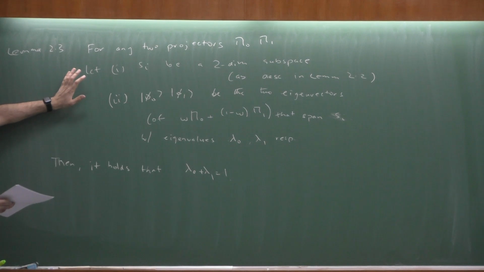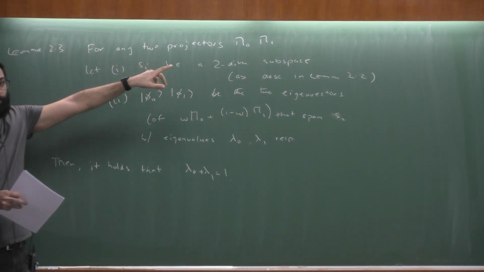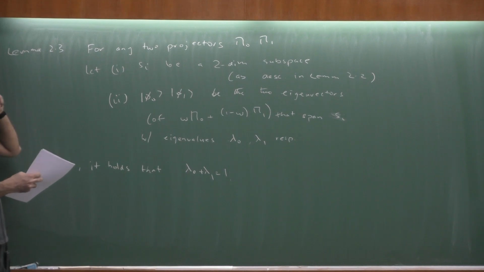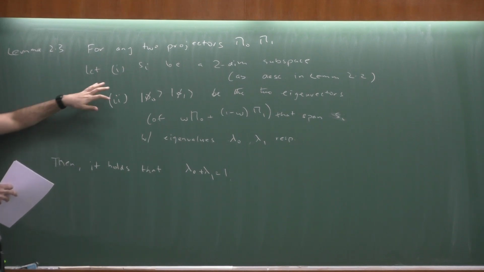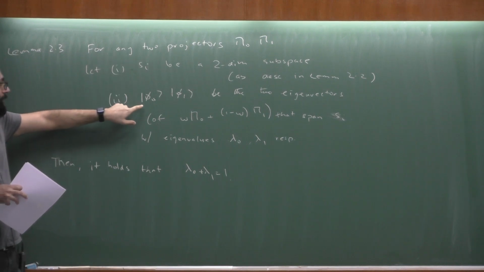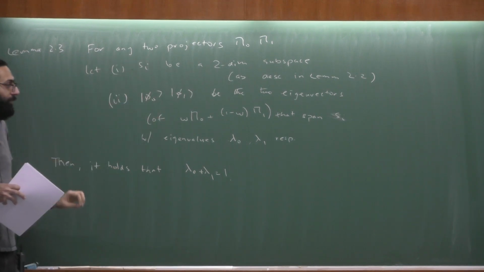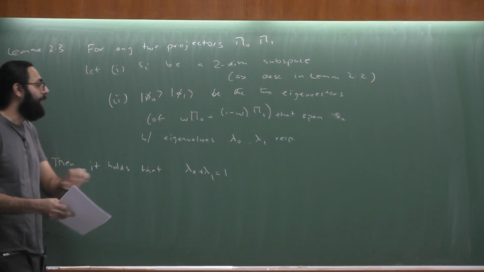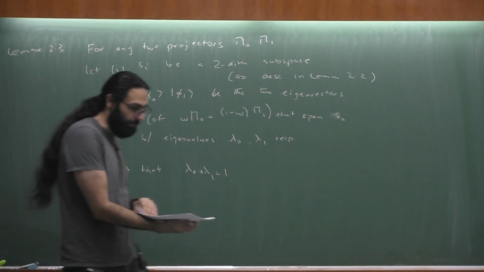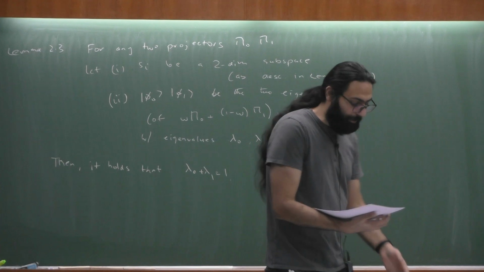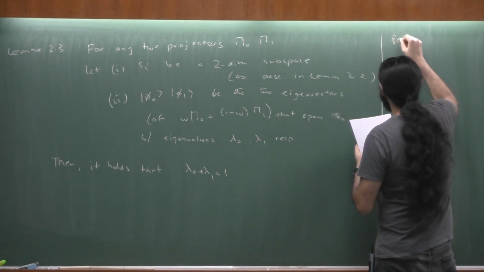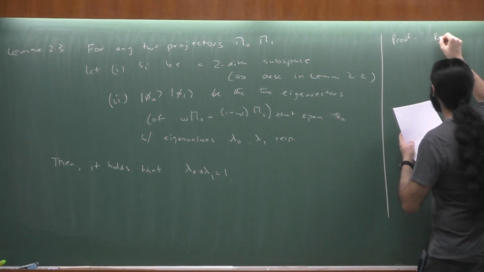So the statement is that if you had the projectors pi 0, pi 1, you write them in that special subspace form. Then for every two-dimensional subspace, you consider the two eigenvectors with eigenvalues lambda 0, lambda 1. Then these eigenvalues will sum to 1. That is the lemma. And let's also quickly look at the proof because it's kind of straightforward.